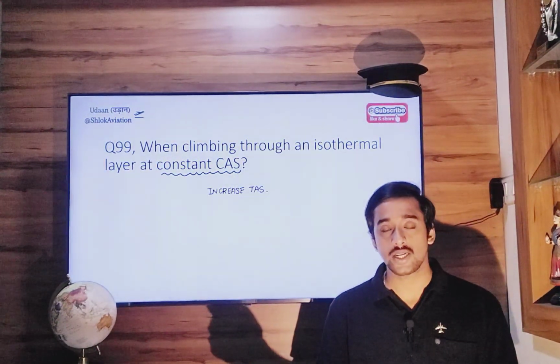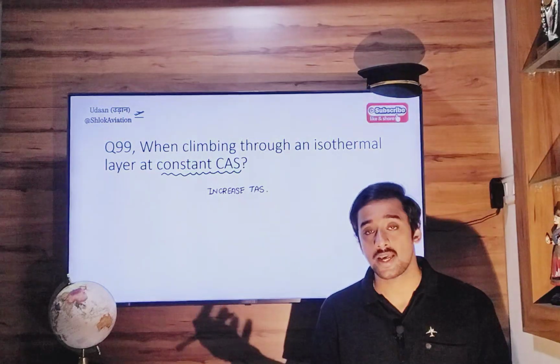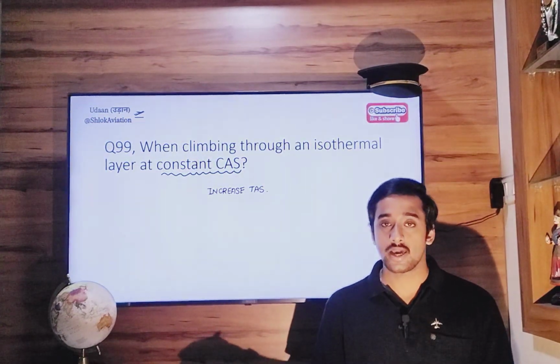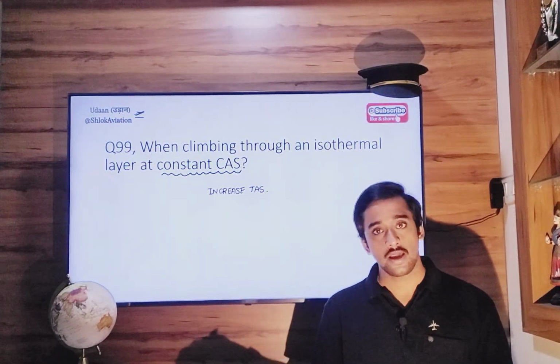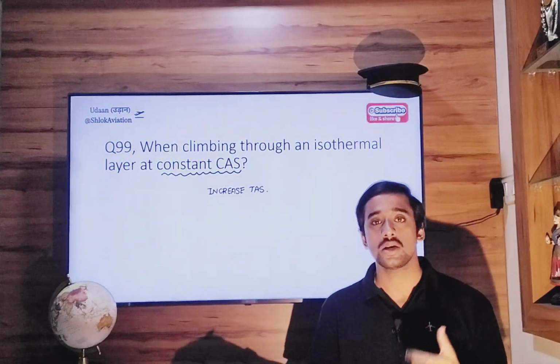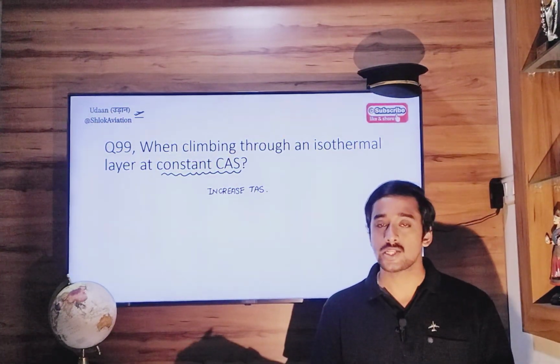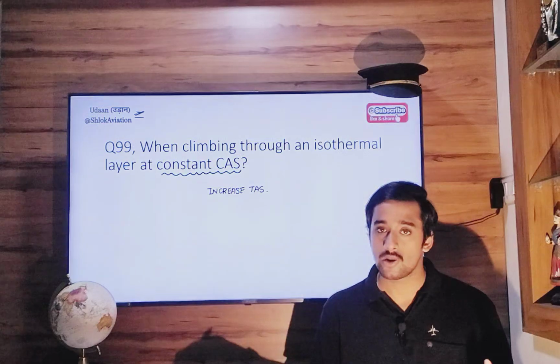Now this constant CAS climb may be in an isothermal layer, inversion layer, ISA atmosphere, whatever. For constant CAS, your true airspeed must increase. Calibrated airspeed doesn't depend on temperature. It only depends on pressure.